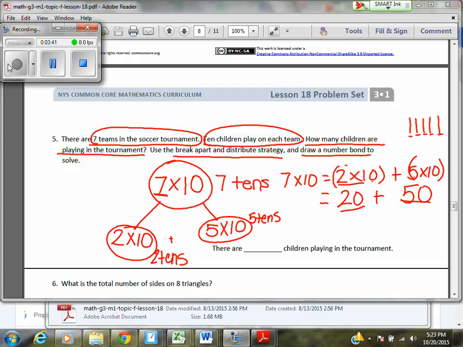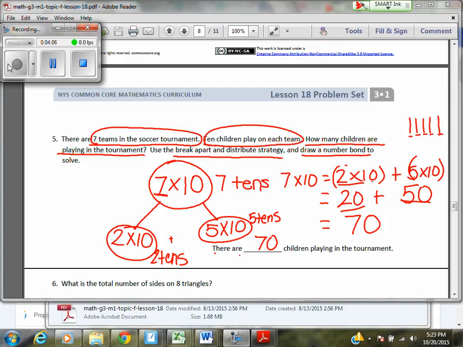So 7 times 10, we already said, is the same as 7 tens. So 20 plus 50 added together give me 70. This is just a way to break down the problem for yourself so that you can figure out a bigger problem put together. So altogether, I know that there are 70 children playing in the tournament.